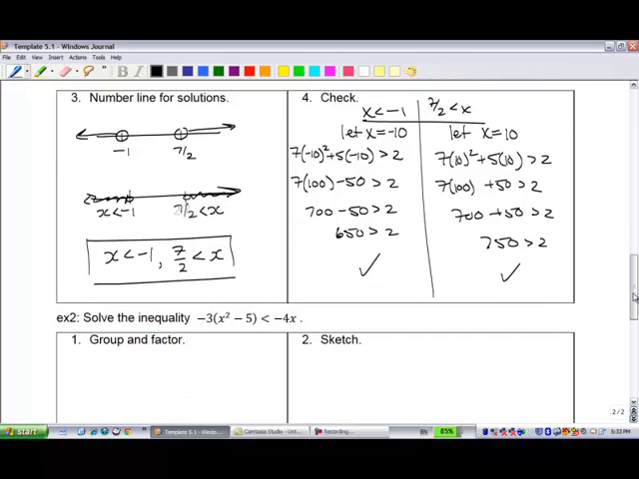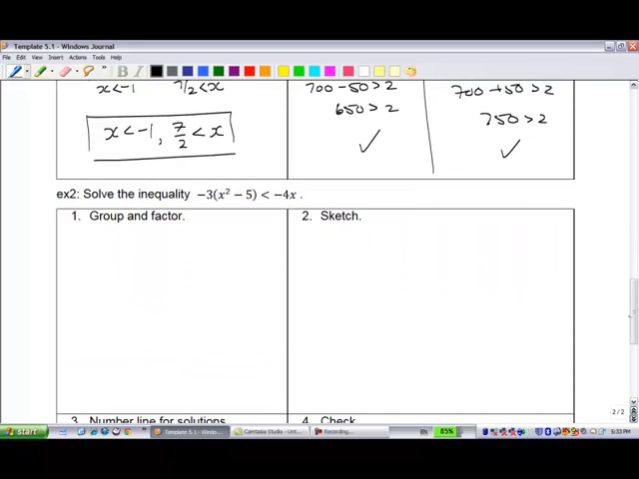Pretty straightforward. You want to group everything together, factor it so that you can sketch it. Why don't you hit pause here, try this second example. It's a little bit more difficult, but not terribly so.